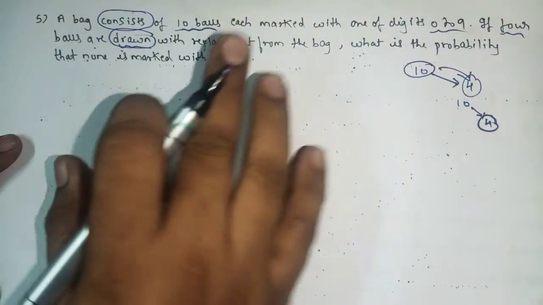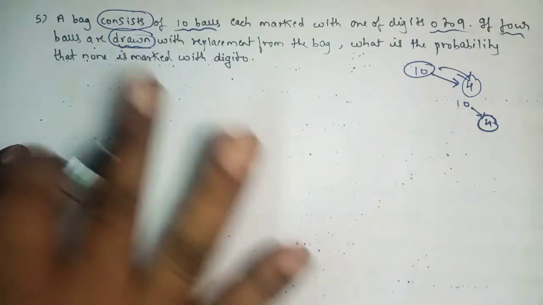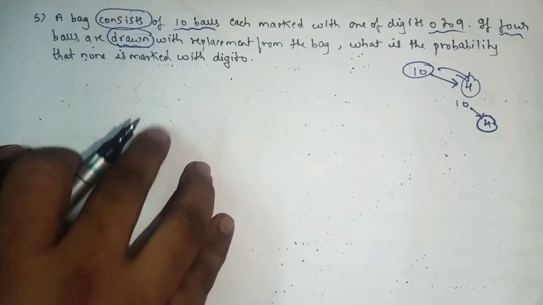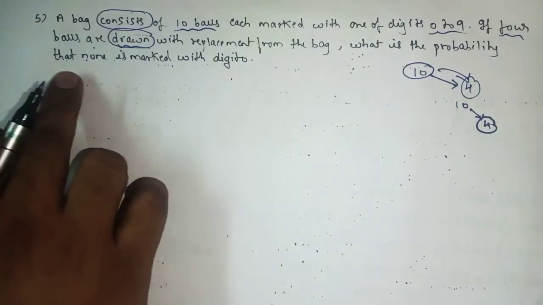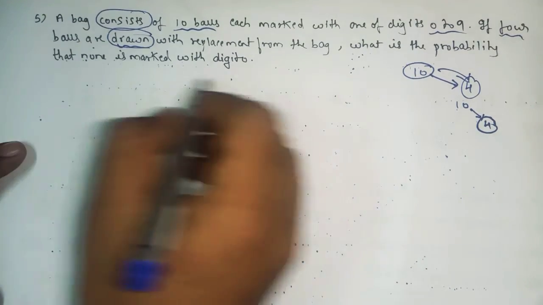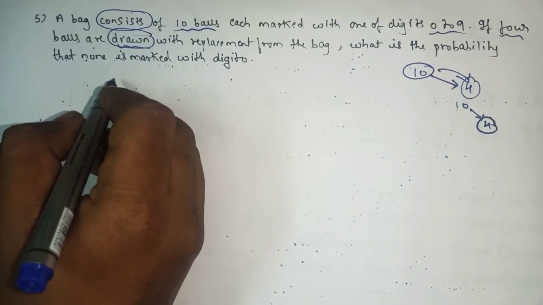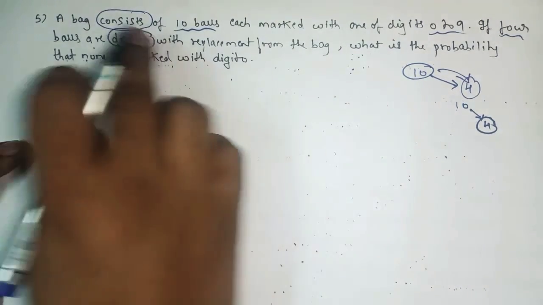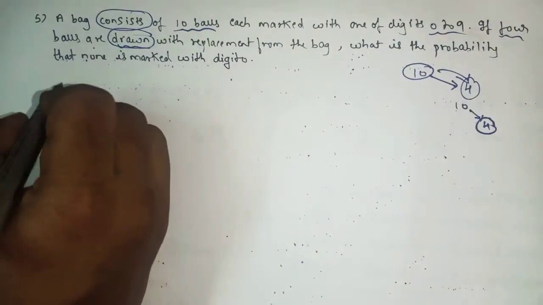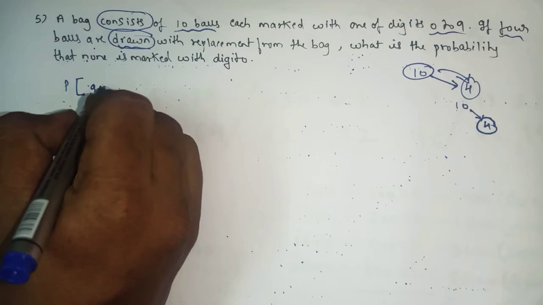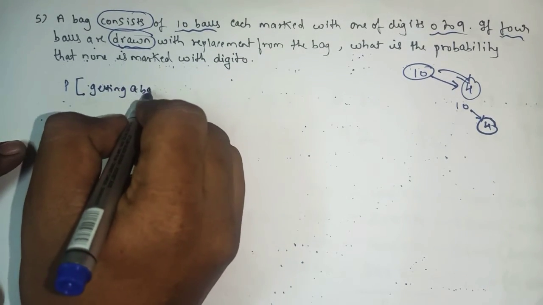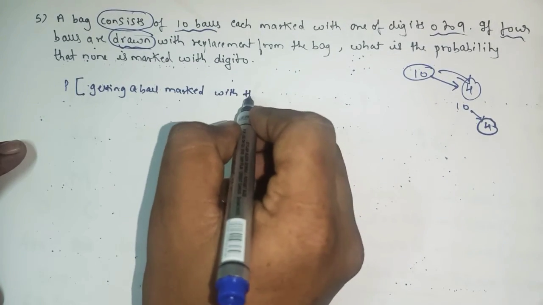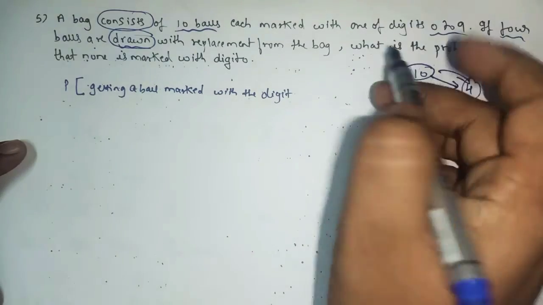So you will solve this sum by yourself. I will just explain the sum, how to find the value of n, p, q, and then how to find the probability. Okay, so here you will write the story: let x denote the number of balls marked with the digit, the same sentence. Then you will write p as the probability of getting a ball marked with the digit what? Now we'll see.